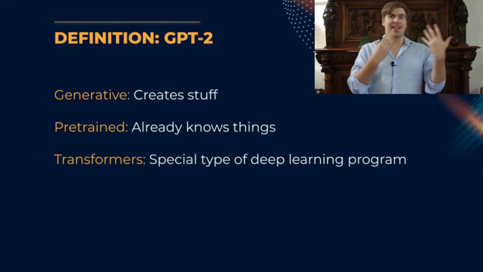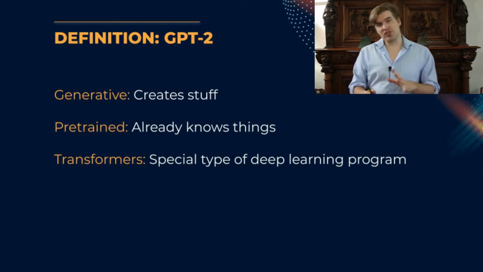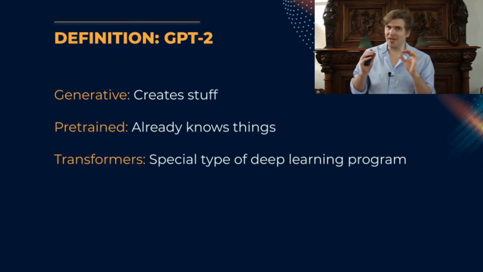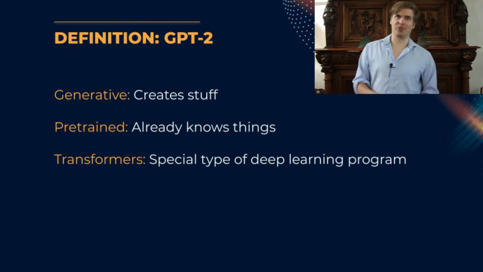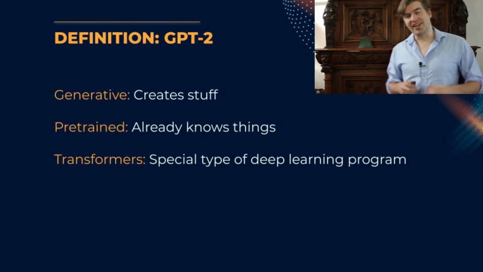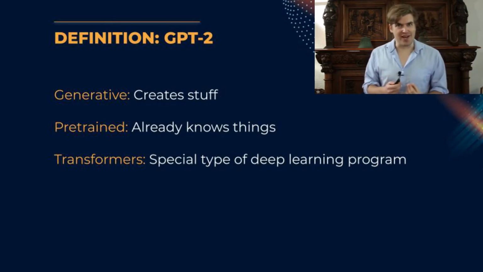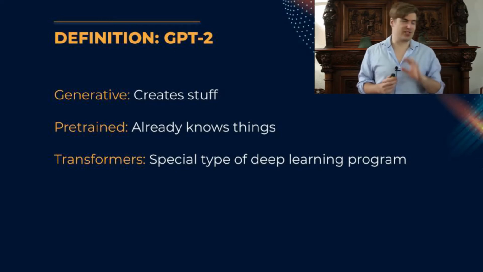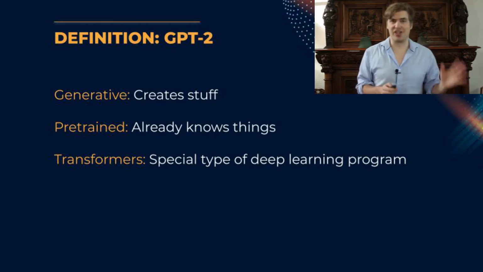Okay, so let's define what GPT-2 means. Generative means it creates stuff. Pre-trained means it is already trained on the English language. So you just need to train it a little bit on the language that you want to generate. And then transformers are a special type of neural network, a special type of deep learning program. They just came out in the last few years and they are changing everything.